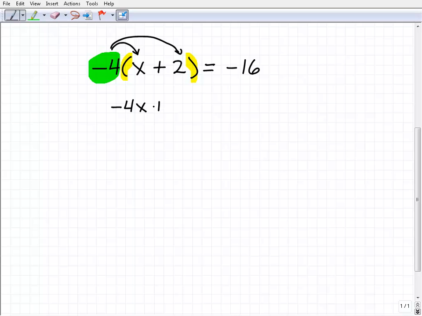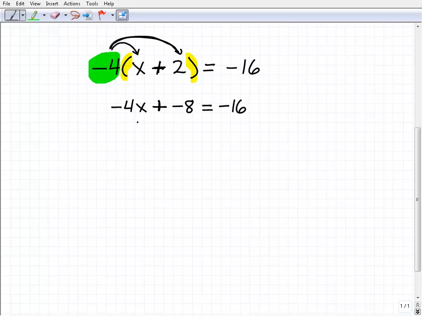Okay, now I'm going to add that too, because this is a plus sign, so I'm going to continue to write my plus sign here. -4 times this 2 there. Okay, so -4 times 2, of course, is -8. So now what I've done is I rewrote that part of the equation as -4x plus -8 equals -16. Okay, so now I can see what's going on a little bit better, and I can start taking my next steps to solve this thing.